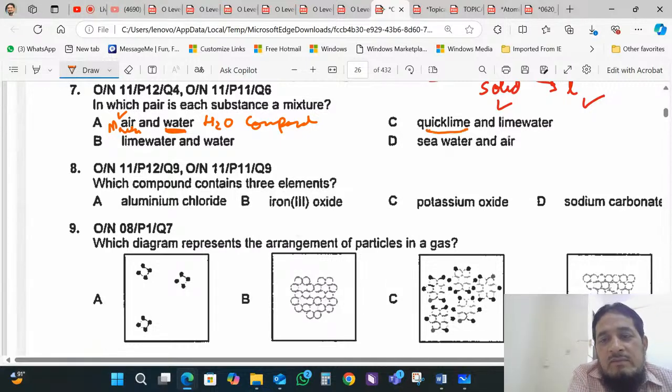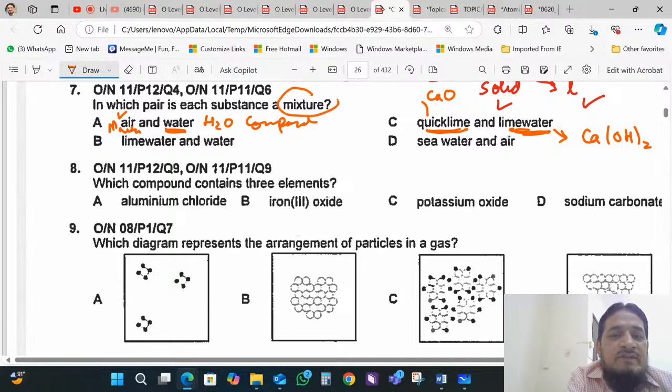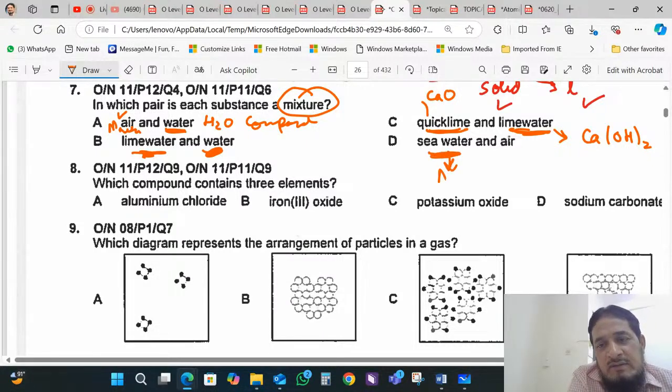Then quick lime is calcium oxide. And lime water is calcium hydroxide, and quick lime is calcium oxide. So these are two compounds, and he is asking about the mixture. Then lime water again, and the water. In this case, seawater is a mixture, and air is also a mixture.